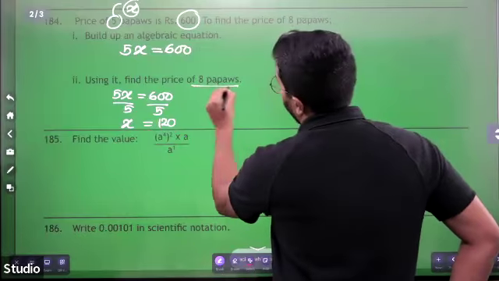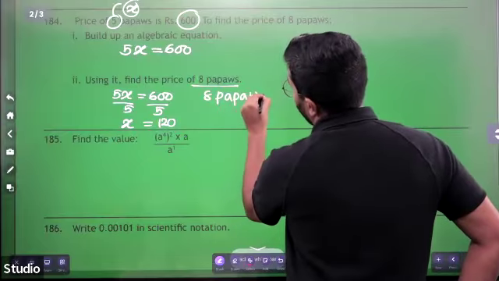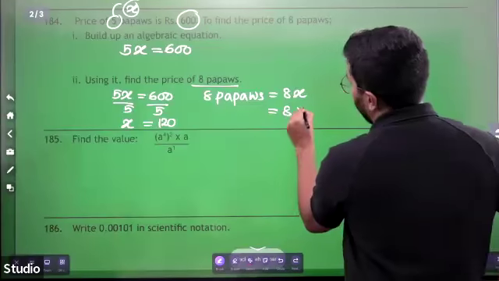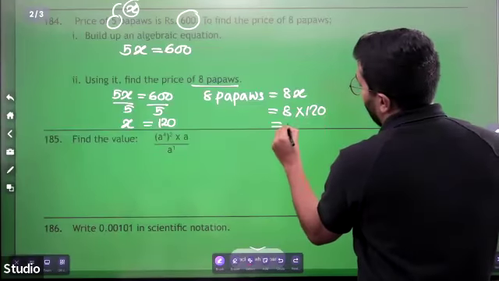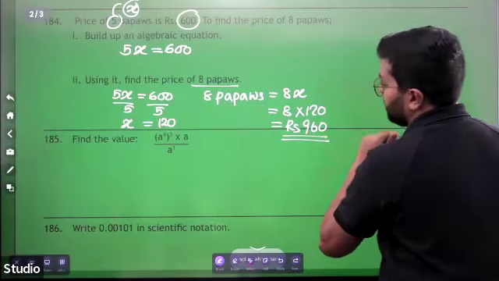So the price of 8 papos, right? The price of 8 papos will be 8 times x. Now the value of x is 120. So the price of 8 papos will be 960.